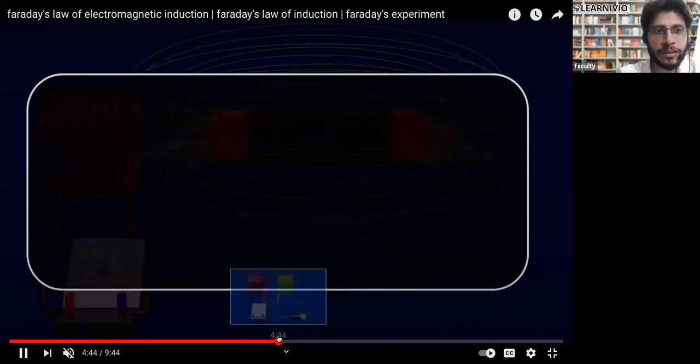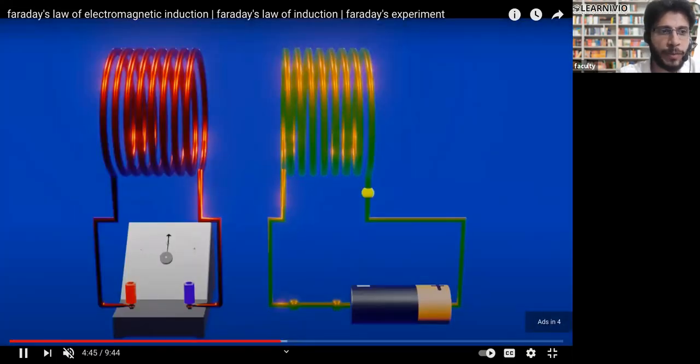Now, it's not necessary that he should always bring the magnet. Instead of a magnet, he can bring a coil also. He brings one coil which is carrying current. So this coil will generate some magnetic field, right? Yes, sir. This coil will generate some magnetic field.